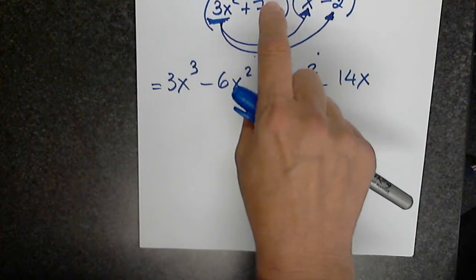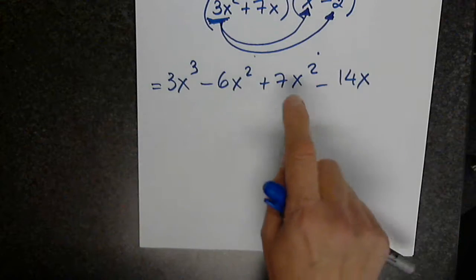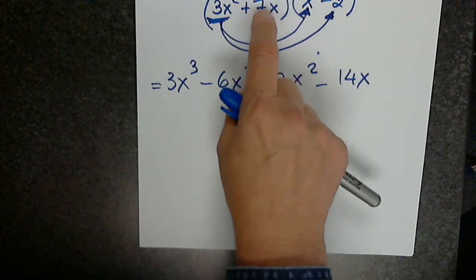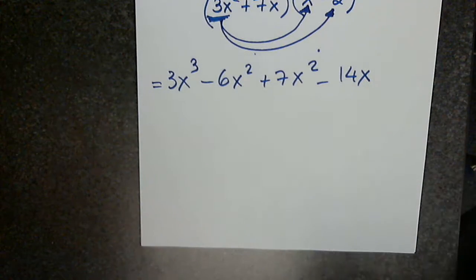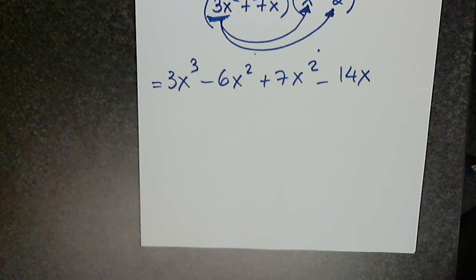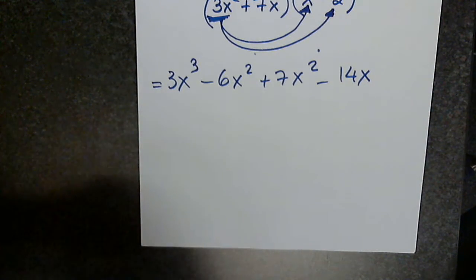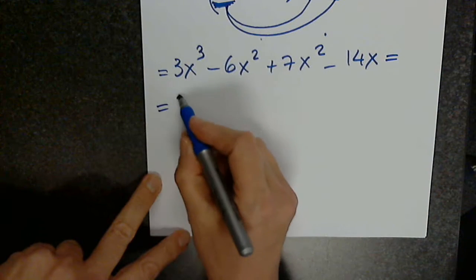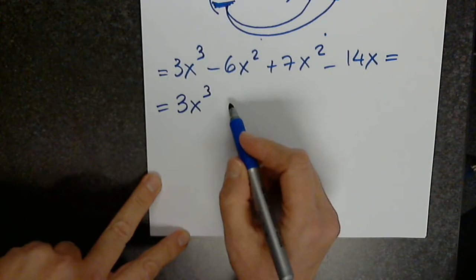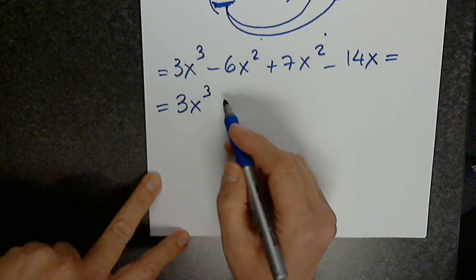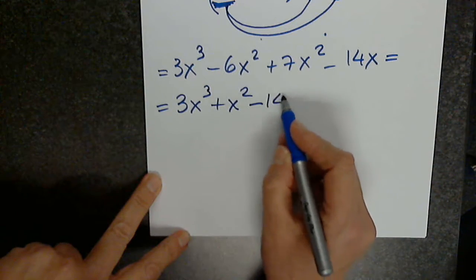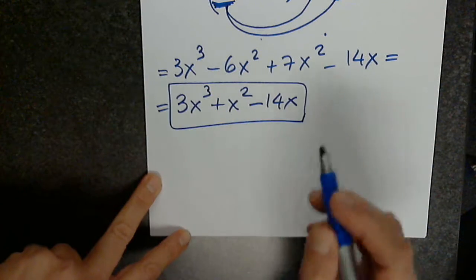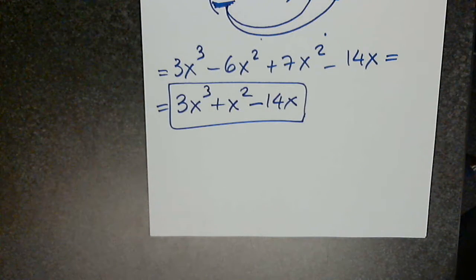So then I'm here. Plus 7x times x, which is positive 7x squared, plus 7x times negative 2, which is negative 14x. At this point, I look at the polynomial. I realize that it has degree 3. I realize that it has to be presented in descending order, and I start with 3x cubed, and then I continue with plus x squared, and then minus 14x. This is the procedure of multiplying two binomials.